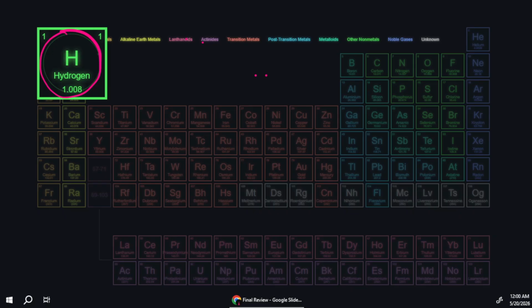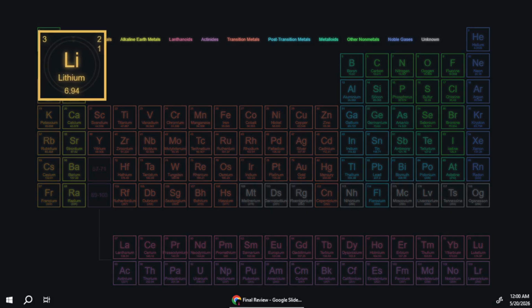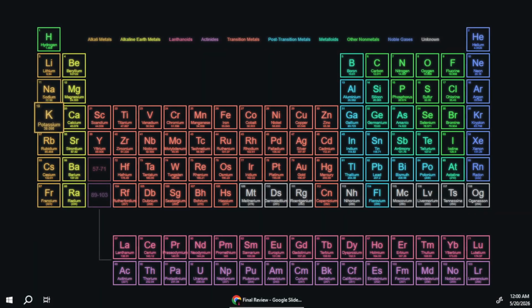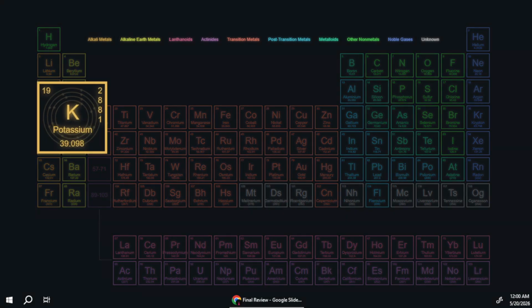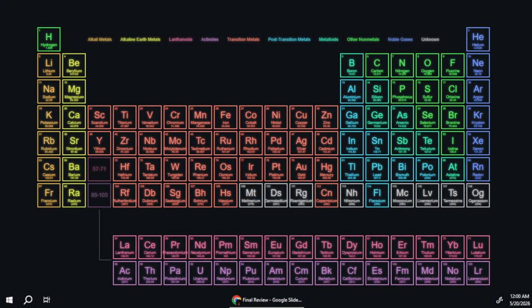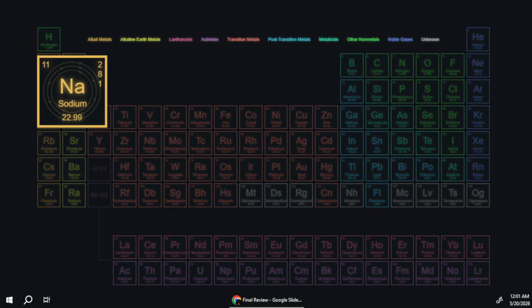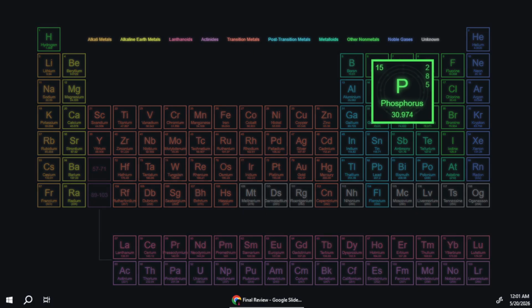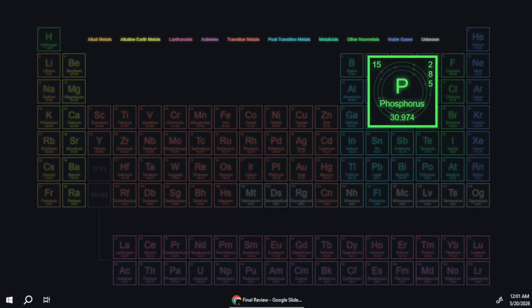And then if you look at lithium, it has 1, 2 rings or energy levels. Sodium has 1, 2, 3. Potassium has 1, 2, 3, 4. Rb has 1, 2, 3, 4, 5. Okay, so looking across the table, same thing. Sodium has 3 energy levels. Mg also has 3 energy levels. Aluminum also has 3 energy levels. And phosphorus also has 3 energy levels.